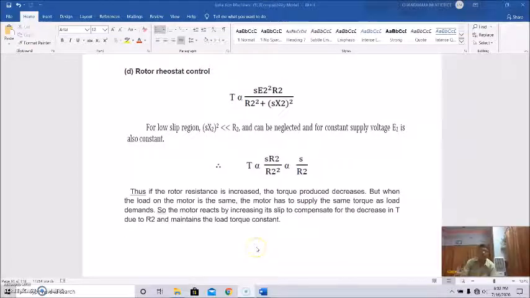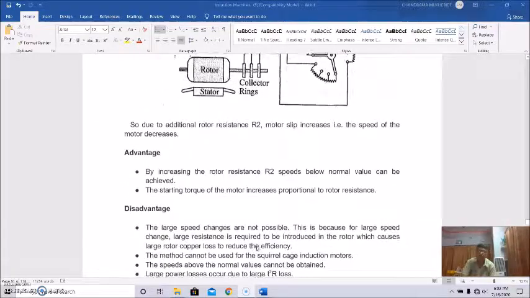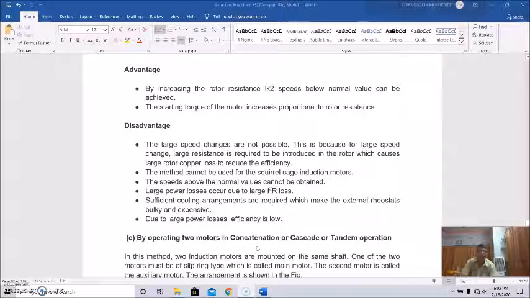So we have discussed the rotor rheostat control, and we have also discussed its limitations and advantages. I told you that due to the introduction of external resistance in the rotor, the copper loss in the rotor circuit is more, and as a result the efficiency of the motor will be decreased. Not only that, large speed control is not possible in this method. Speed can be controlled only below the normal or rated speed.